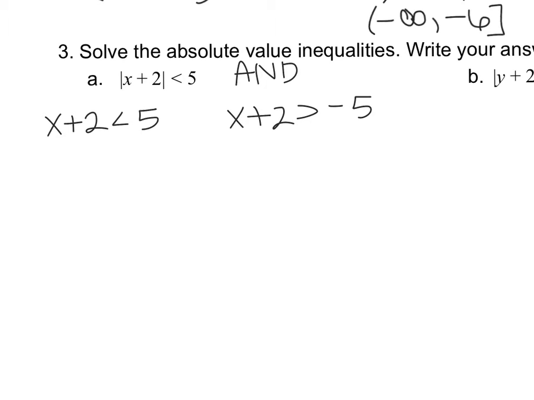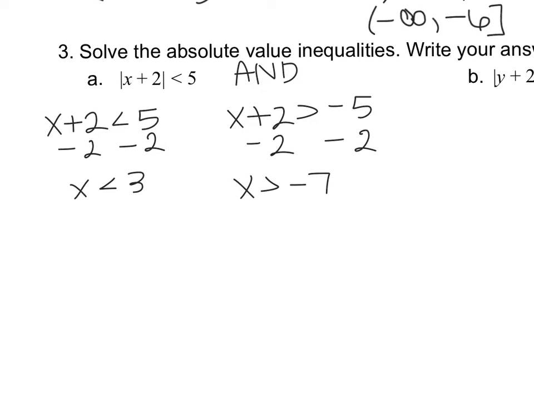When I solve the first inequality, I'm going to subtract 2 from both sides. So we get x is less than 3. My second inequality, I'm still going to subtract 2 from both sides, but we end up with x is greater than negative 7. So because I know this is an and compound inequality, I know I'm going to write one interval.